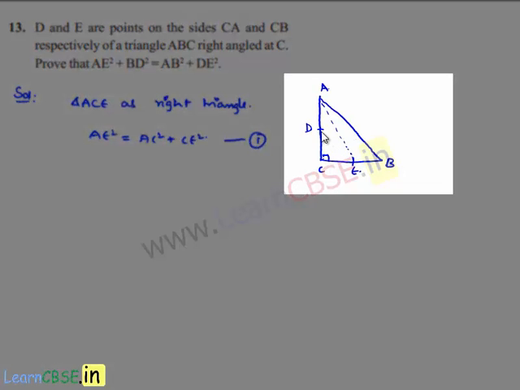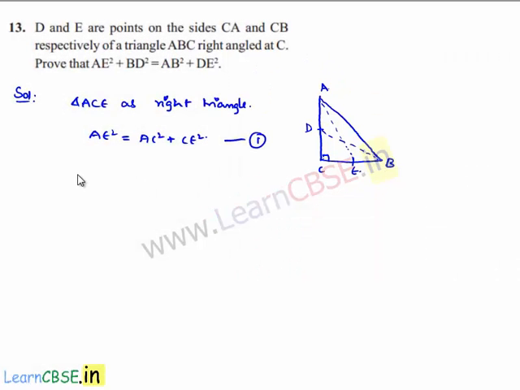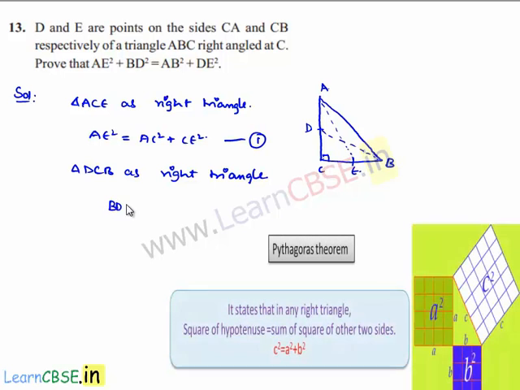Now again let us join BD. Then we get triangle DCB as right angle triangle. And here hypotenuse square, that is BD square, is equal to BC square plus CD square. Let it be as equation number 2.